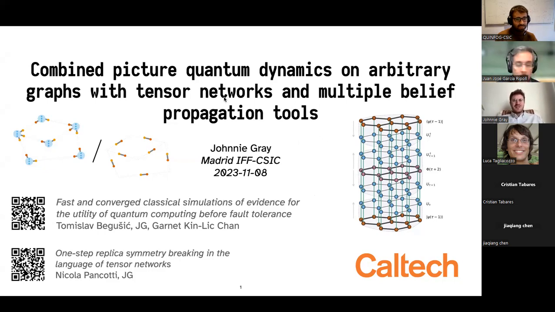The title is a bit of a mouthful just to get in all of the different elements, but essentially this is a kind of tensor network simulation method that uses some stuff from belief propagation that we've been working on recently. It's mainly this top paper here, which is partly a tensor network simulation by me, and also this sparse Pauli dynamics simulation by Tomislav. But some of the more theoretical developments started in this paper here with Nicola.